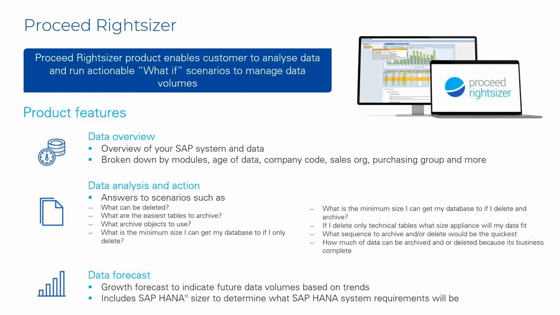And out of all of the analysis that it does, you get a very clear view, first of all, of what data you've got, and where anything is unusual, an outlier compared with other organizations that we see. But then it lets you look at the art of the possible. If you're going to do an archiving project, how much data could you delete? How much data could you archive? What sort of size system could you reduce to?